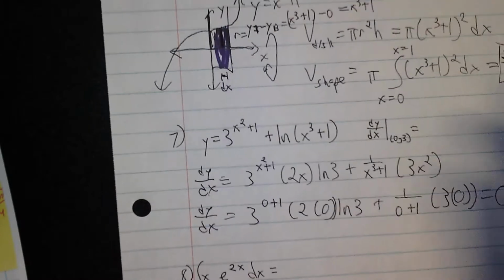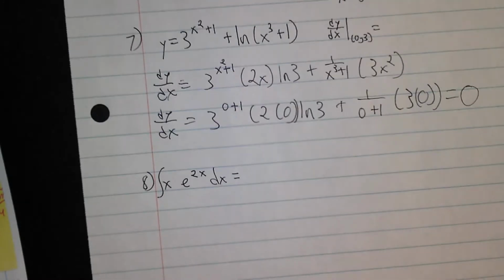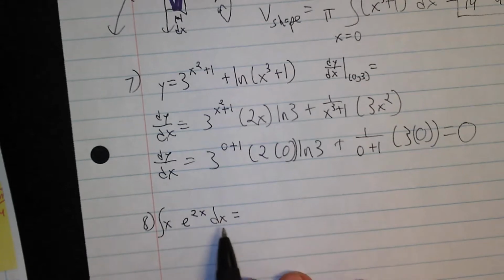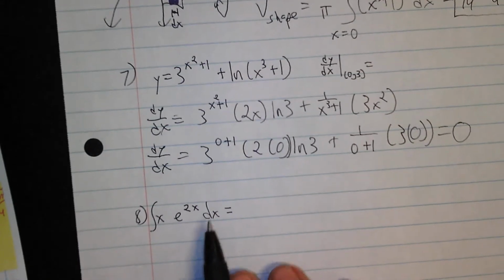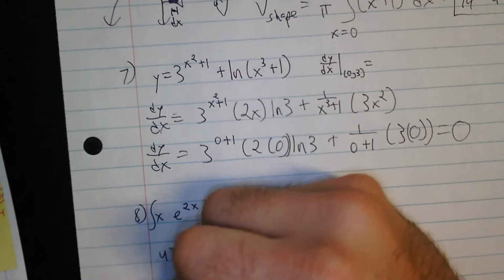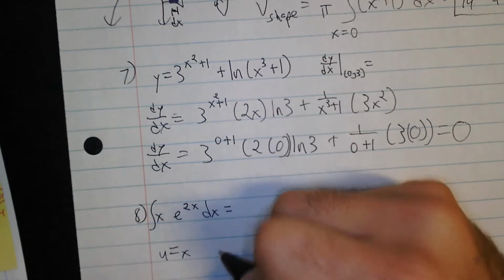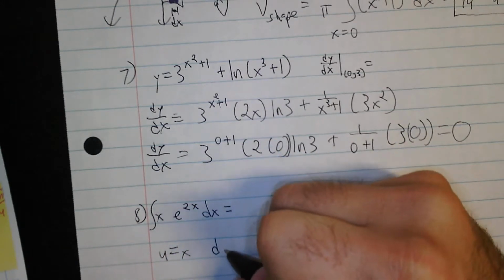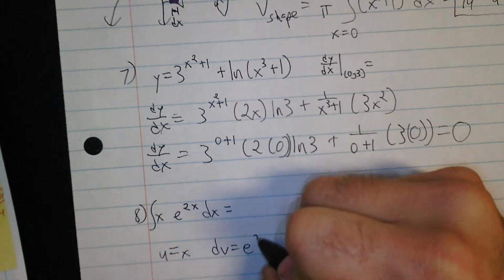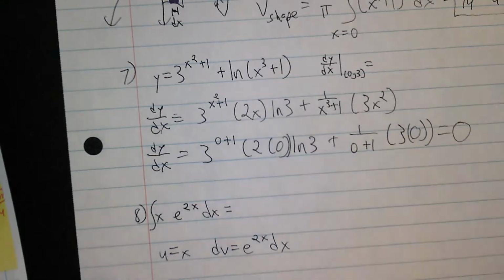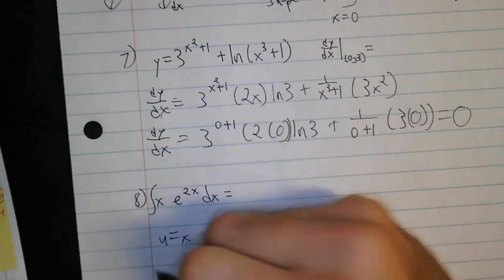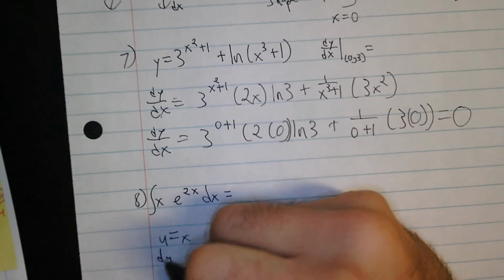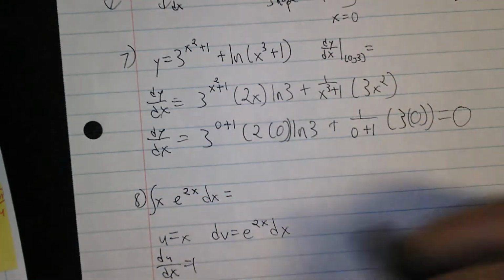Okay. Number 8 is going to have us integrate x e to the 2x. No problem. You know it's integration by parts. So let's go with u equals x, and we'll go with dv equaling e to the 2x dx. It's as good a guess as any. Differentiate here, and you get du/dx is equal to 1.